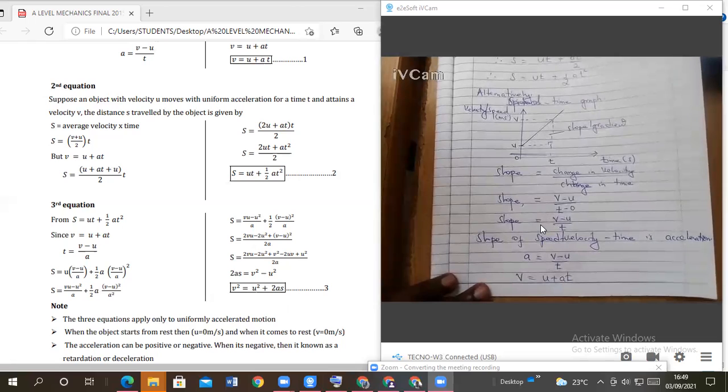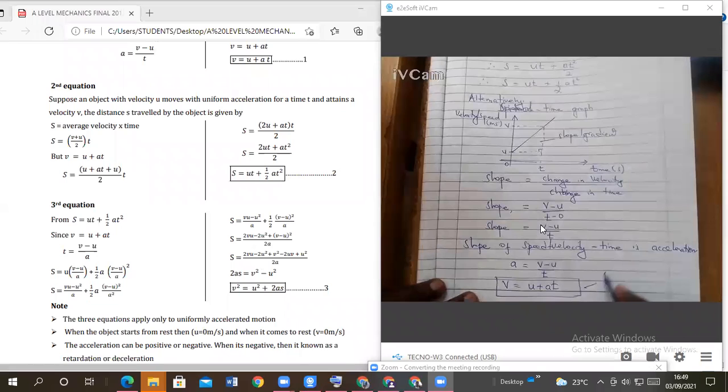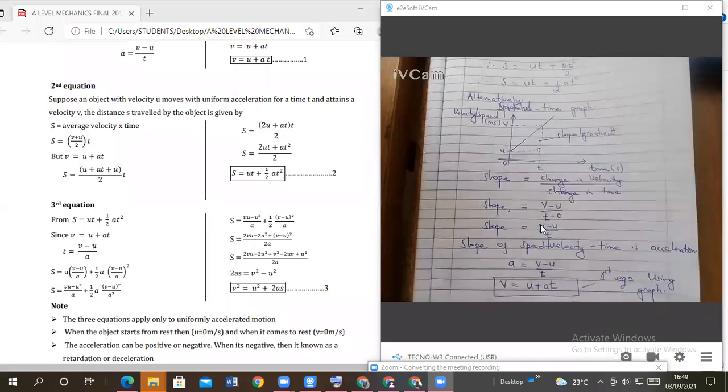Are we together, members? Yes, that's how we derive from the graph the first equation. This is the first equation. That's how we derive the first equation of motion from the graph, and that graph is a velocity-time or speed-time graph.